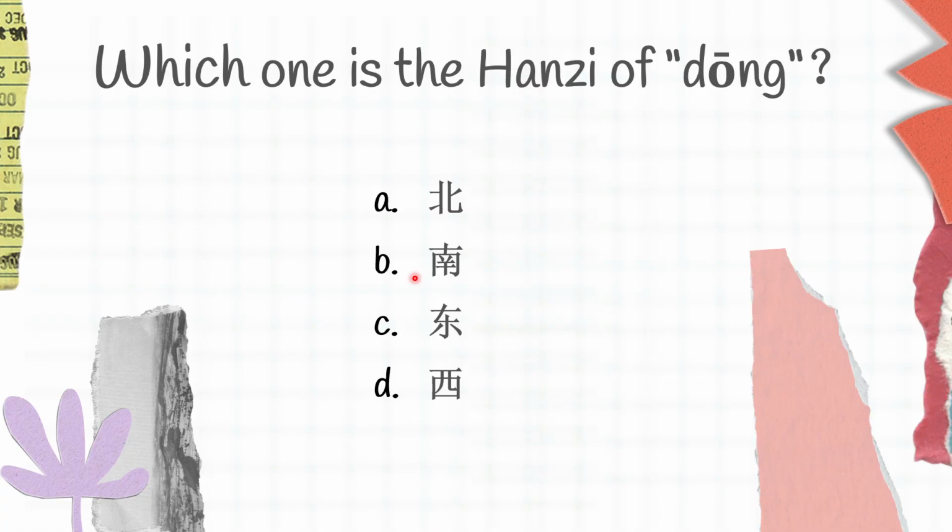The first question: which one is the Hanzi of Tung? Is it A, B, C, or D? A is Bei, B is Nan, C is Tung, and D is Xi. Tung here is C.